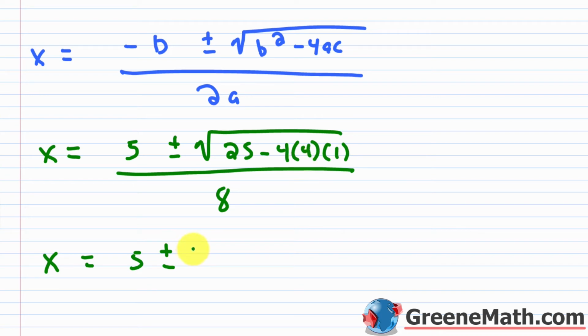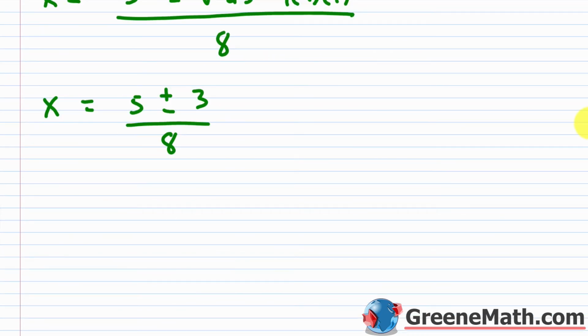So you'd have 5 plus or minus the square root of 9. We know the square root of 9 is 3, so just go ahead and write that as 3. And then this is over 8. So we can go ahead and say that x is equal to 5 plus 3 is 8, so you'd have 8 over 8, which is 1. And then 5 minus 3 is 2. 2 over 8 is 1/4, so you'd have 1/4 there as well.